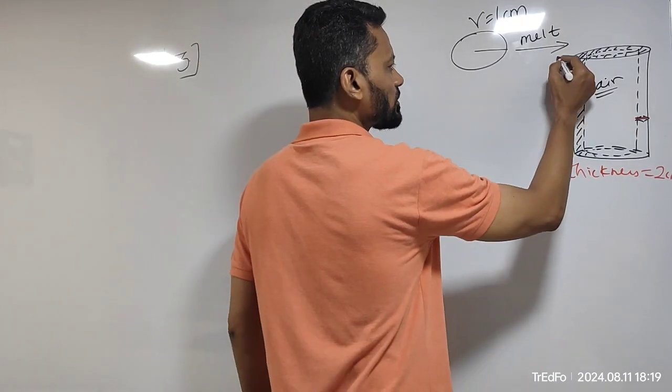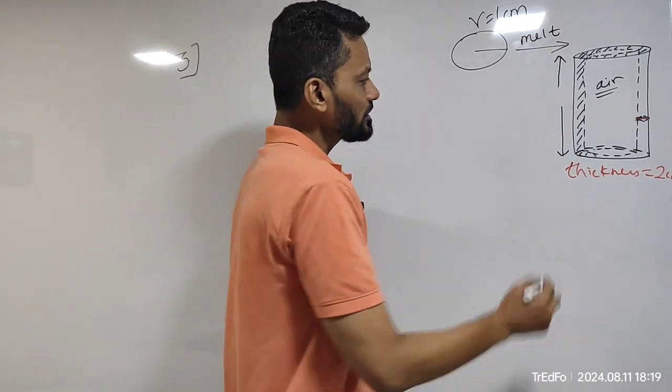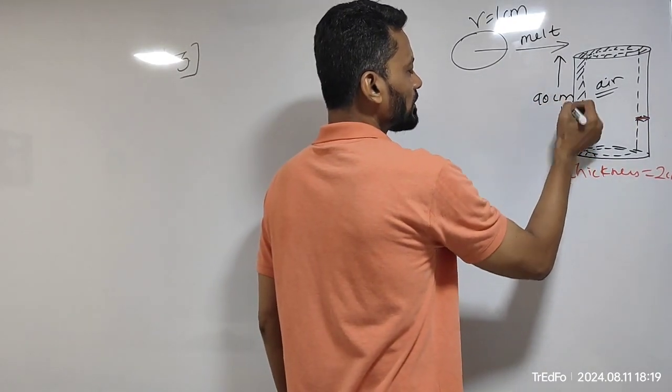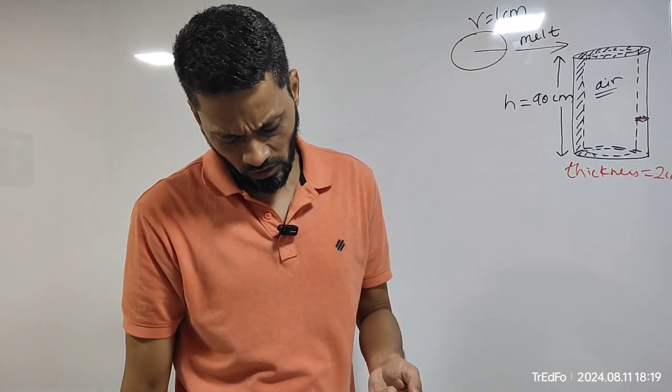Length. So they have mentioned this length also over here. Let's look at how much is the length given. The length is 90 centimeter. That means for us it is height. So height is 90 centimeter given over here.